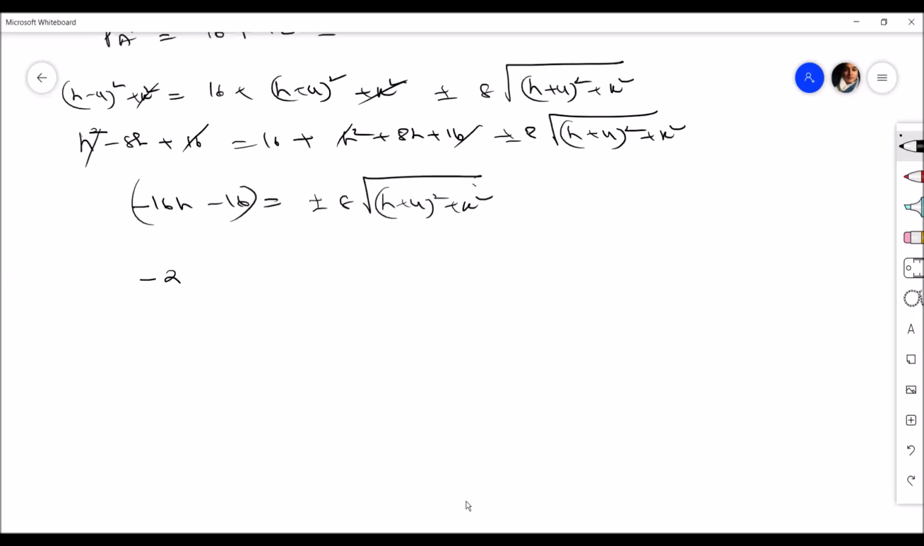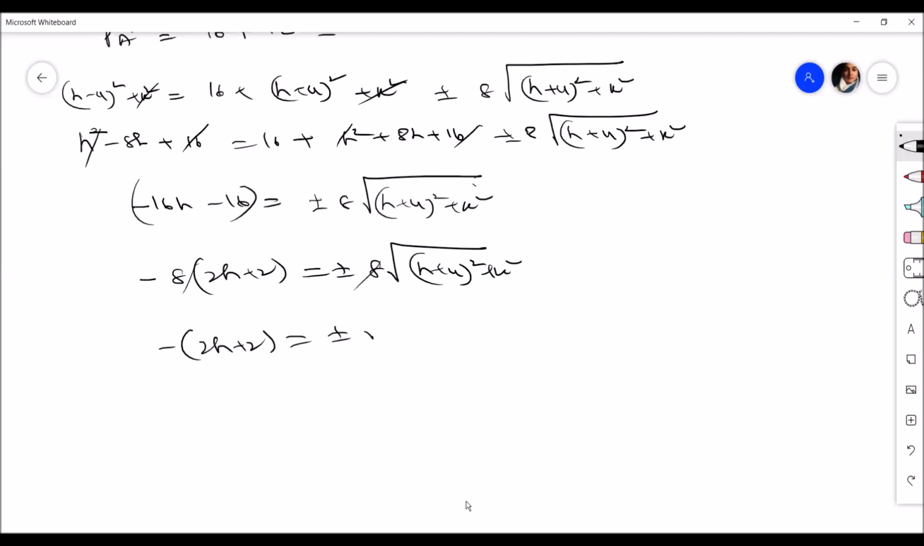In fact, I'll write this as minus 8 times (2h plus 2) is equal to plus or minus 8 root over (h plus 4) whole square plus k square. This 8 gets cancelled and I'm left with minus of (2h plus 2) is equal to plus or minus root over (h plus 4) whole square plus k square. See, the only difference between this problem and the previous one is that plus or minus, and of course those numbers. The numbers are a little different, but the idea is just the same. So what should I be doing? Square on both sides again.